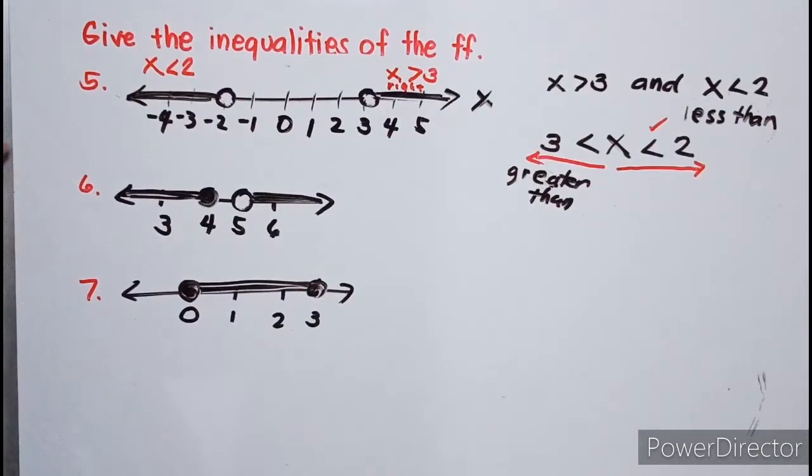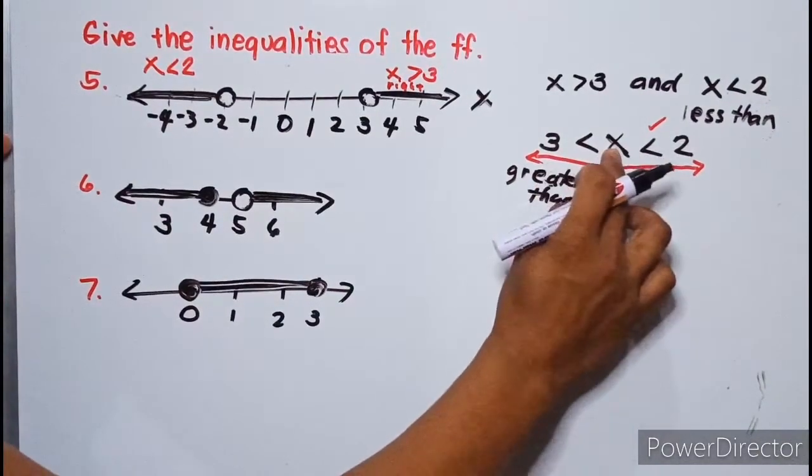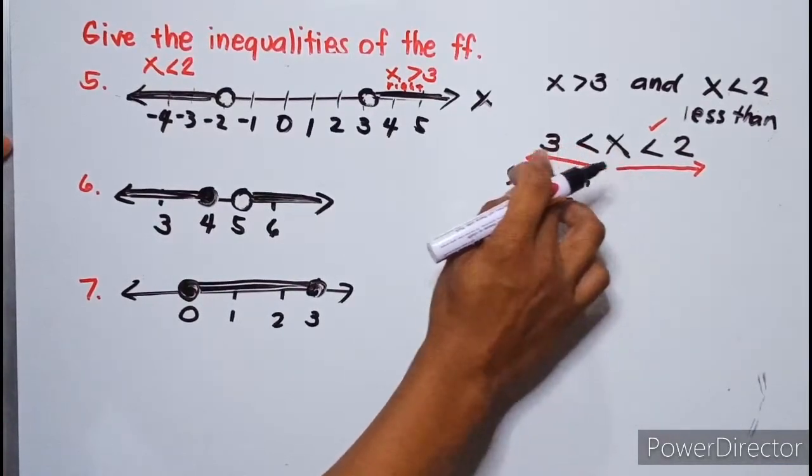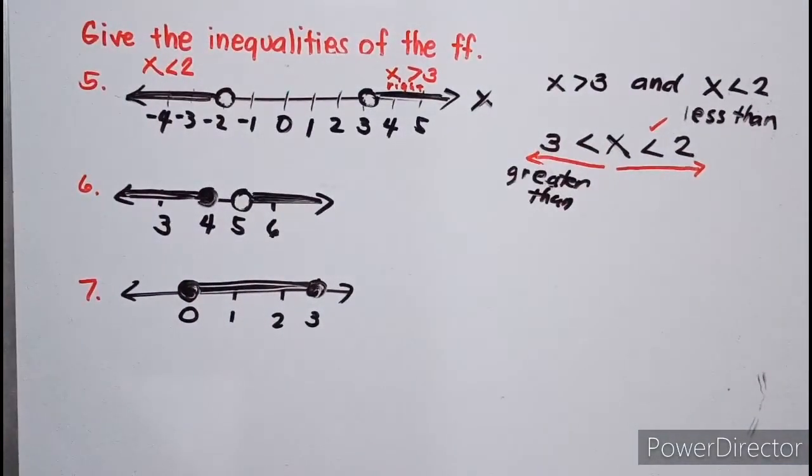So, nag-iiba ang basa, napapalitan. So, x is less than 2 and x is greater than 3. So, nakuha. So, ganon ang pagsasama ng dalawang inequalities na makikita sa isang number line. Okay. Gawin natin ulit yung number.